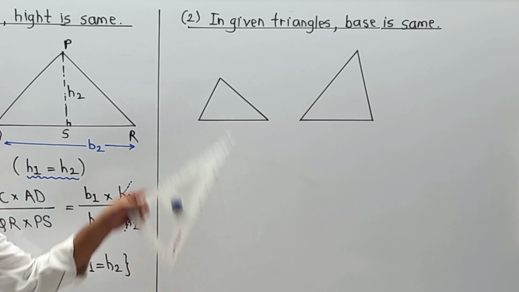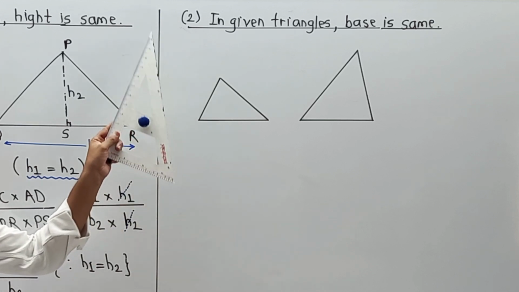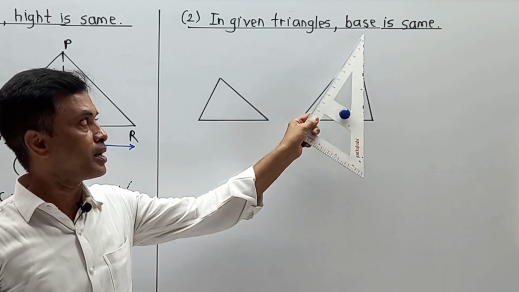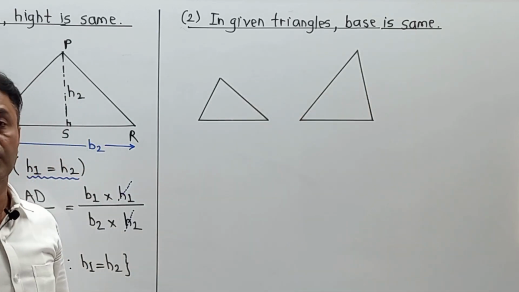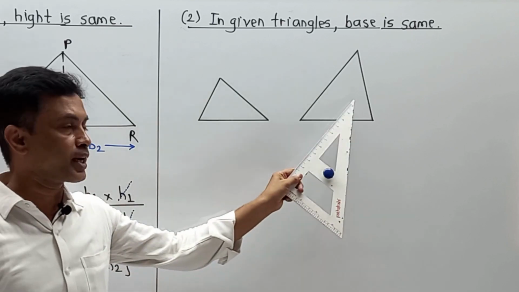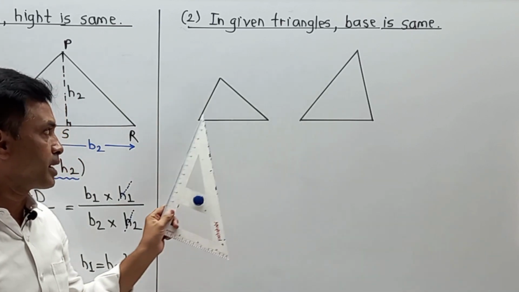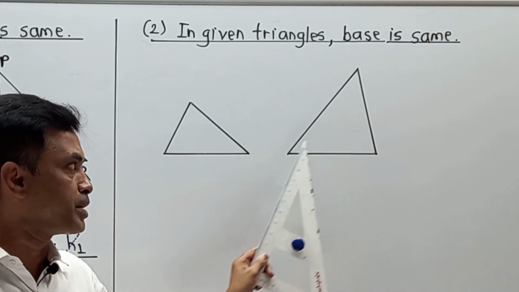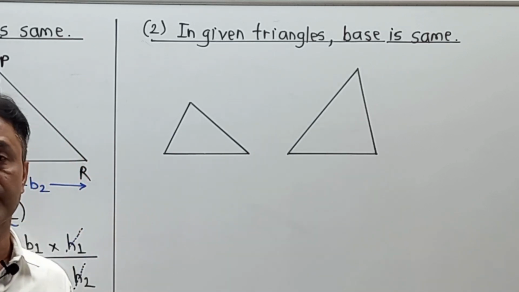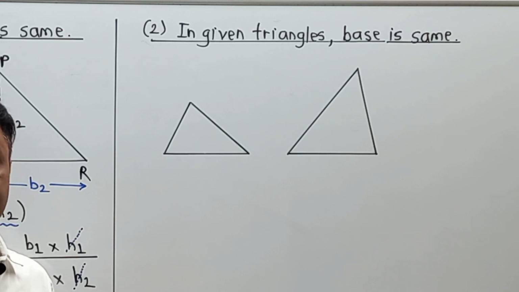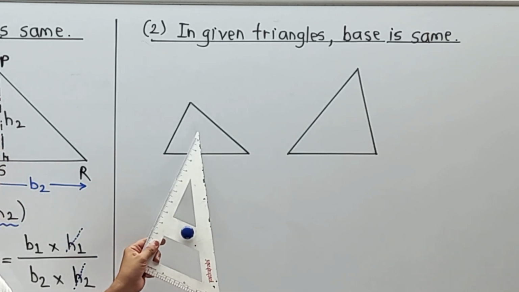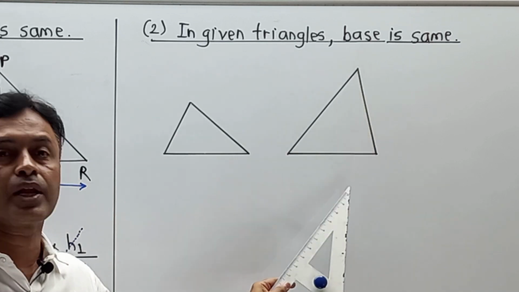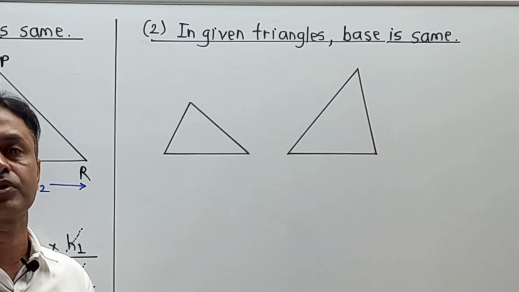Now we are going to start the second condition. What is exactly the second condition? In given triangles, base is same. What does it mean? Here I have drawn two triangles in front of you, but logically let us say base of first triangle is 10 centimeter, then automatically base of second triangle is also 10 centimeter. That is the diagrammatic meaning of the condition. No doubt you can see that the first triangle is somehow smaller in height and the second triangle somehow larger compared to the first one in terms of height.